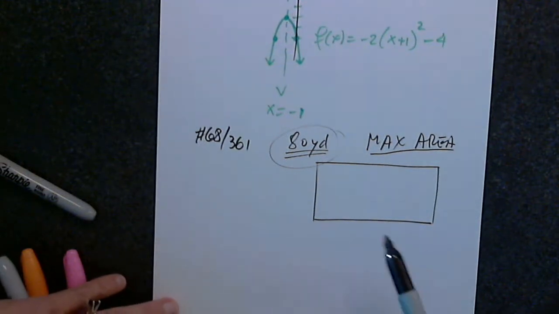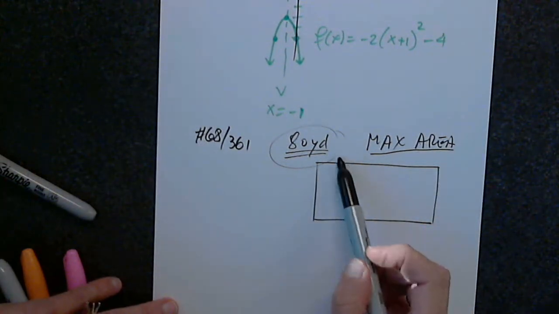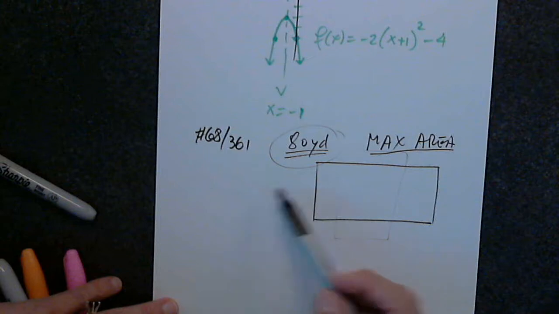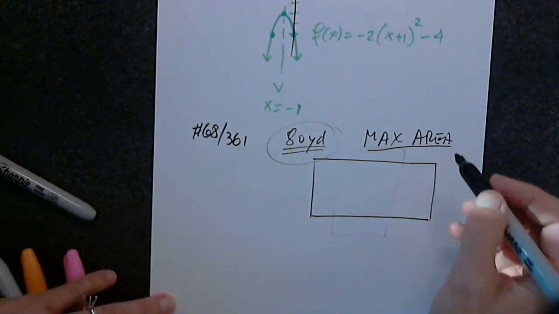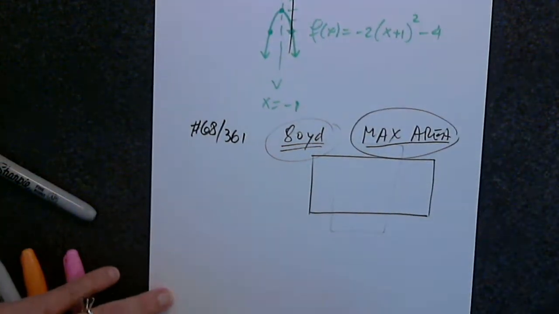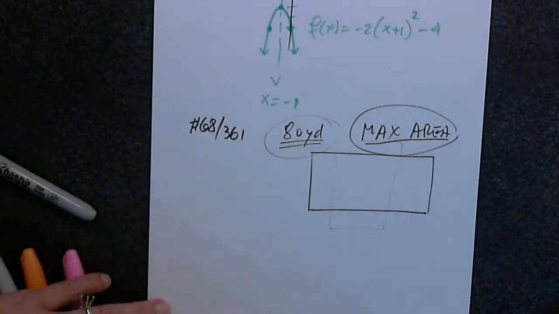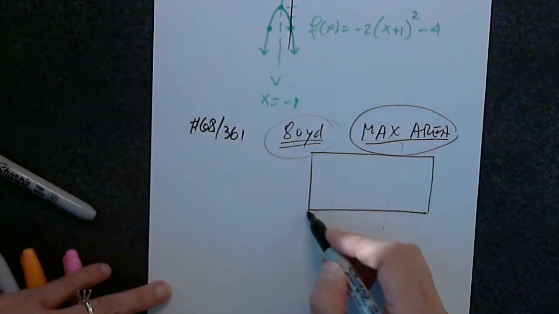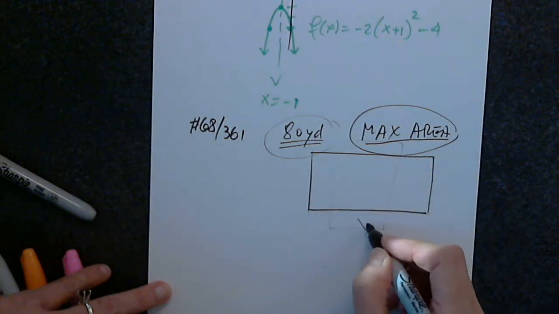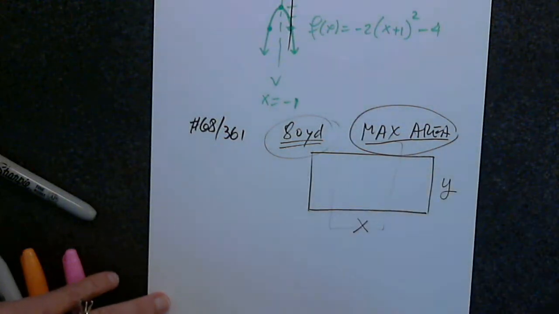So we have several options, right? This is one option, here's another option, and so on and so forth. But we specifically want the maximum possible area using the entire length of 80 yards. And this is a rectangle, so I'm going to say this is x and this is y.